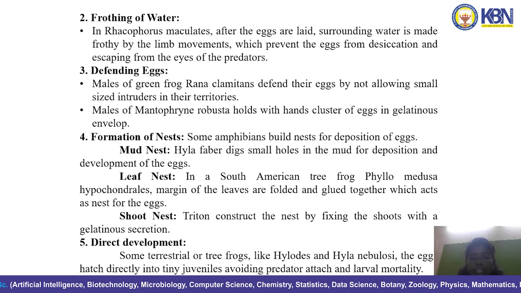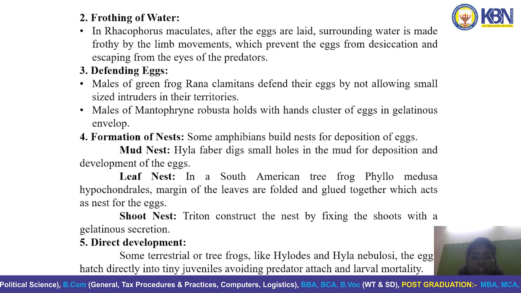Third one, defending eggs. Males of the green frog Rana clamitans defend their eggs by not allowing same-sized intruders into their territories. Males of Mantophryne robusta hold with their hands a cluster of eggs in a gelatinous envelope.